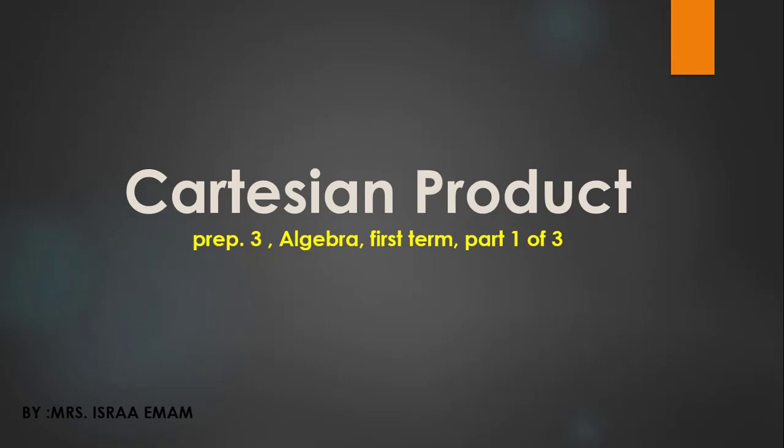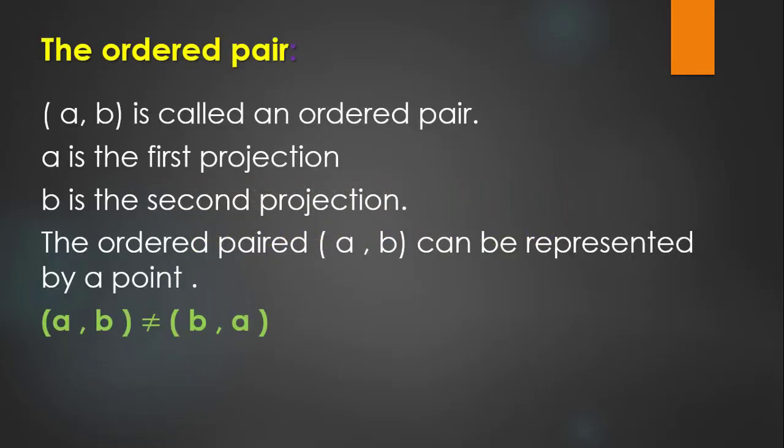Today we will start our first lesson in algebra. This lesson is about Cartesian product. But before we talk about Cartesian product, I want you to remember what we mean by ordered pair. Ordered pair, we studied before in primary stage.